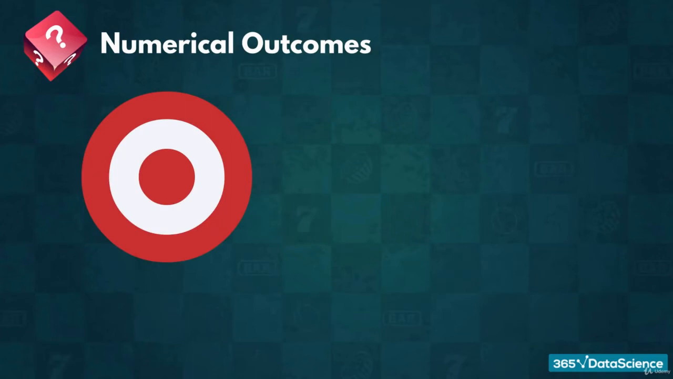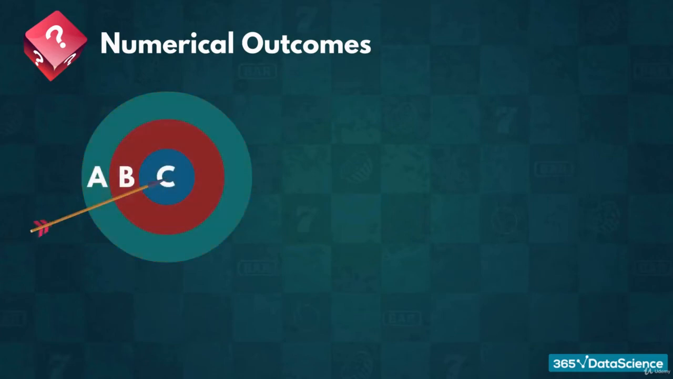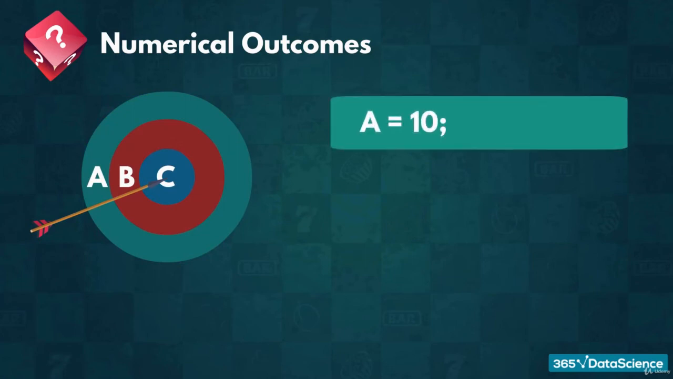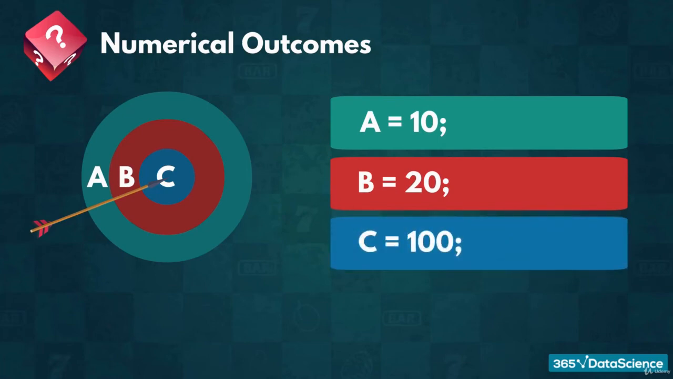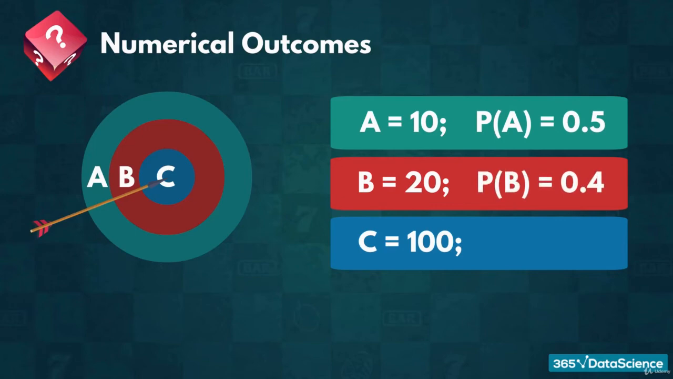For instance, you are trying to hit a target with a bow and arrow. The target has 3 layers. The outermost one is worth 10 points. The second one is worth 20 points. And the bullseye is worth 100. You have practiced enough to always be able to hit the target, but not so much that you hit the center every time. The probability of hitting each layer is as follows: 0.5 for the outmost, 0.4 for the second, and 0.1 for the center.